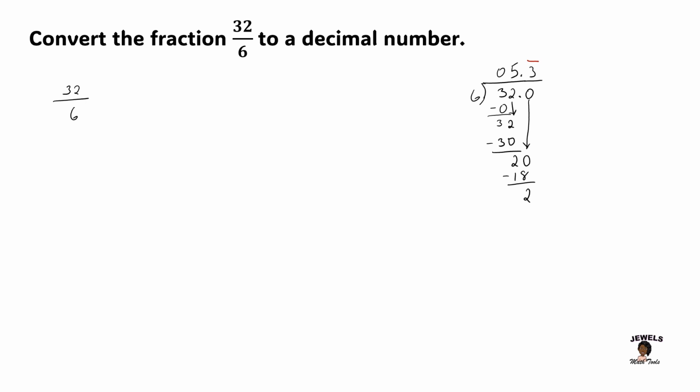So my 32/6 as a decimal number will be 5.3 recurring. And remember that with your recurring number, you can either put that dash, or you can also put a dot above the number to indicate that the number is repeating. So this would be our decimal number to one decimal place.